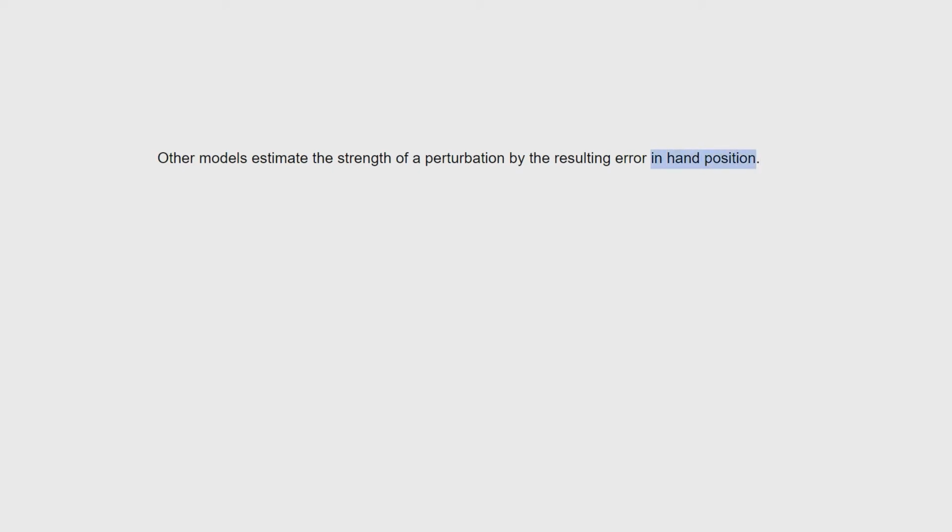So the emphasis, as we just learned, is first on the resulting error in hand position. So properly read, this would mean other models estimate the strength of perturbation by the resulting error in hand position. And other models is the second, and then the strength of perturbation is the least important information here, based on the position in the sentence.